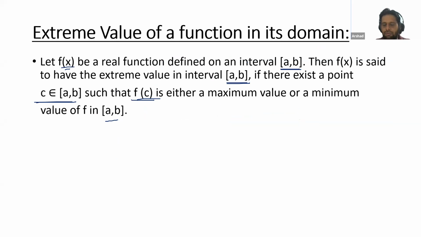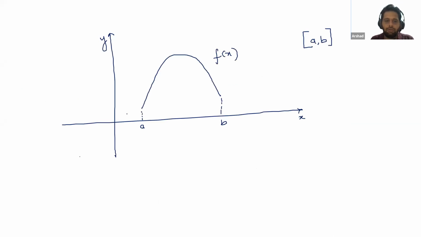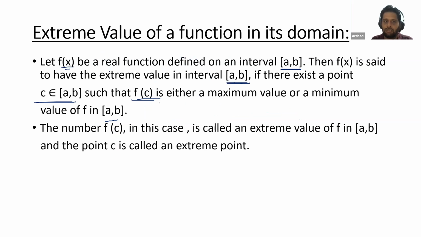Now, f(x) is a real valued function defined on this interval. f(x) is said to have the extreme value in this interval if there exists a point C in this interval such that f(c) is either a maximum or a minimum value in this interval. So suppose we have a point C here. We can see that at this point, this function has the maximum value, which is given by f(c).